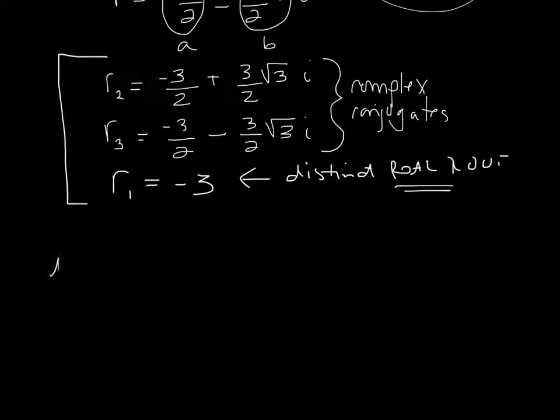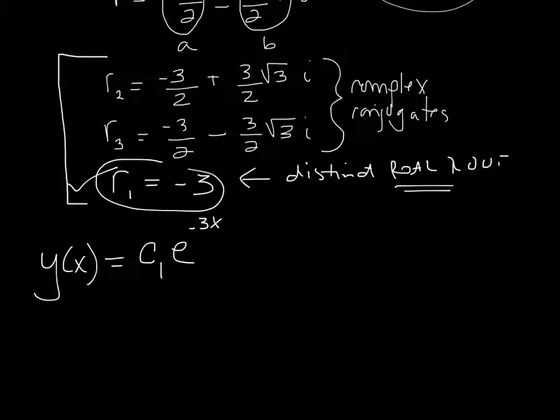From the theorems we've been using, let's just refer here. Theorem 1, our conclusion, is for distinct roots. So y equals C1 e to the R1 x, which is e to the negative 3x. That part is done. That's this guy, so check.